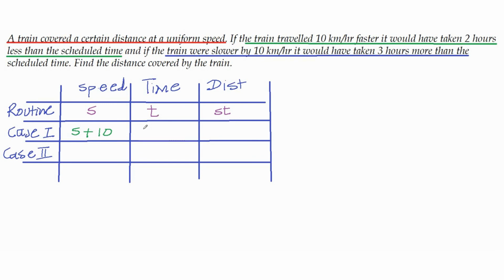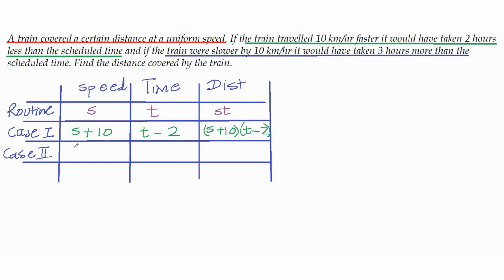It would have taken 2 hours less than the scheduled time. That is, the time taken would be t minus 2. And therefore the distance is given by s plus 10 times t minus 2, right? The time taken is t minus 2 hours, and therefore the distance would have been s plus 10 multiplied by t minus 2. Now let's see what is the condition given in the next case.